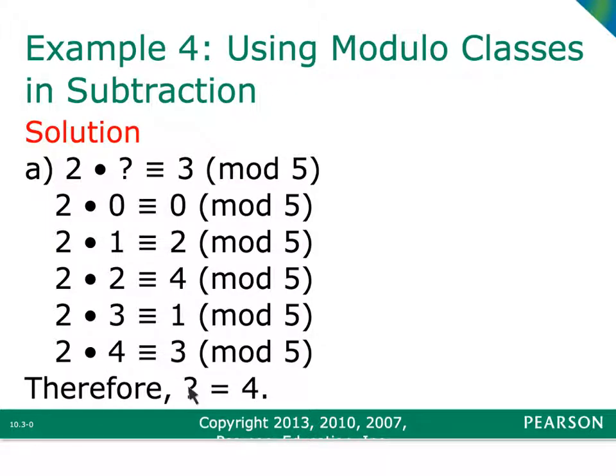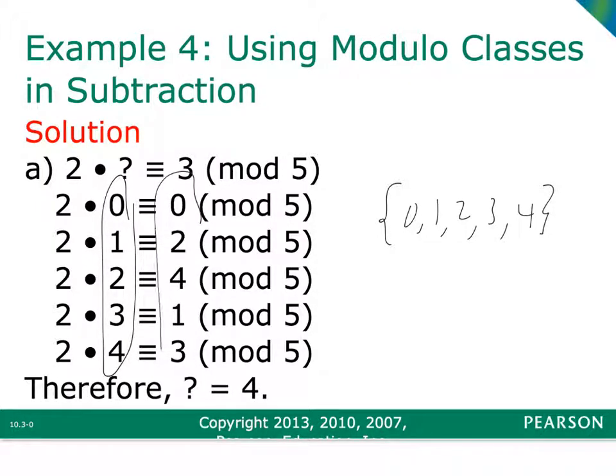So 2 times 4 is equivalent to 3 modulo 5. So there our answer is 4. That's another way to do it, just try all the numbers in the set, in this case 0, 1, 2, 3, 4. We tried all of these, doing 2 times that, and then looked at the modulo answer to see if we get 3, and we do on that one. So our answer would be 4 there.